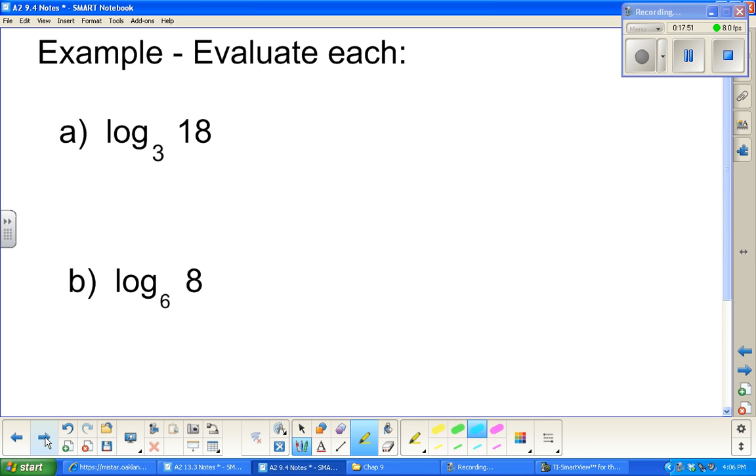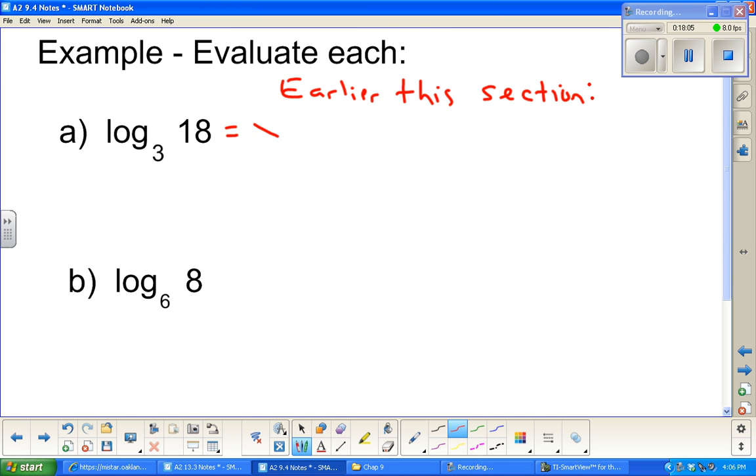So option 1, the old way. Earlier this section, what we would have done is say this equals x. If I change to exponential form, it's going to be 3 to the x power equals 18. Then we take the log of both sides, and we do it just like we did a couple problems ago. That's fine, you can do that, but the new formula is going to be a lot quicker, I think you'll find.